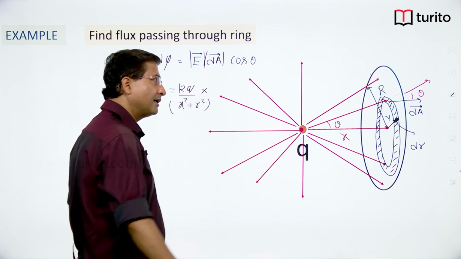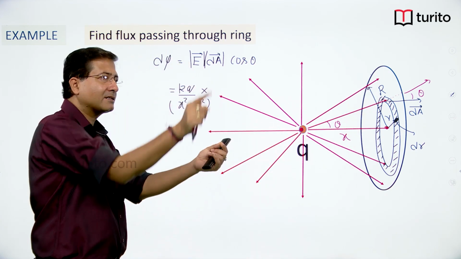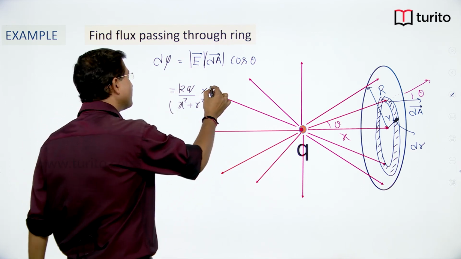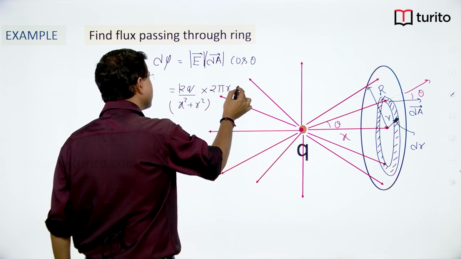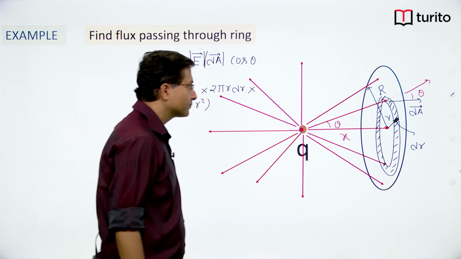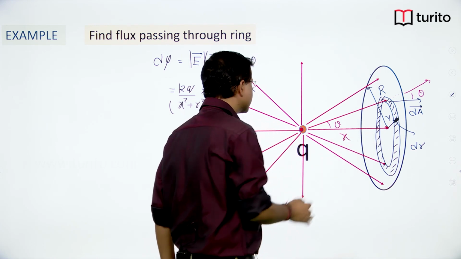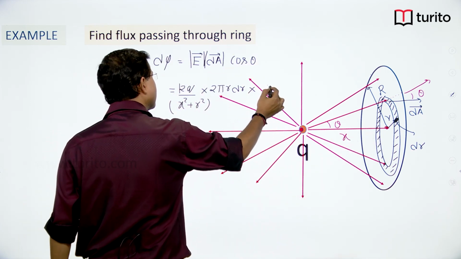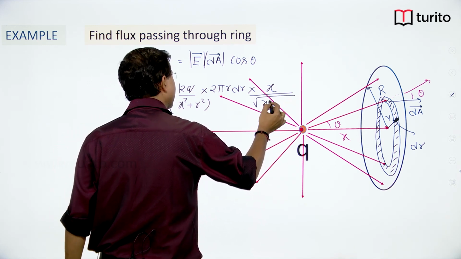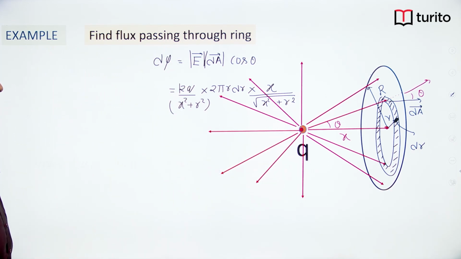Magnitude of area vector, area associated with this ring is 2 pi r dr, right. 2 pi r is the periphery, and if you multiply periphery by thickness you will get area. So, 2 pi r dr into cos theta, this is theta, base upon hypotenuse, base is x. So, base is x divided by hypotenuse, under root x square plus r square. This I will simplify.